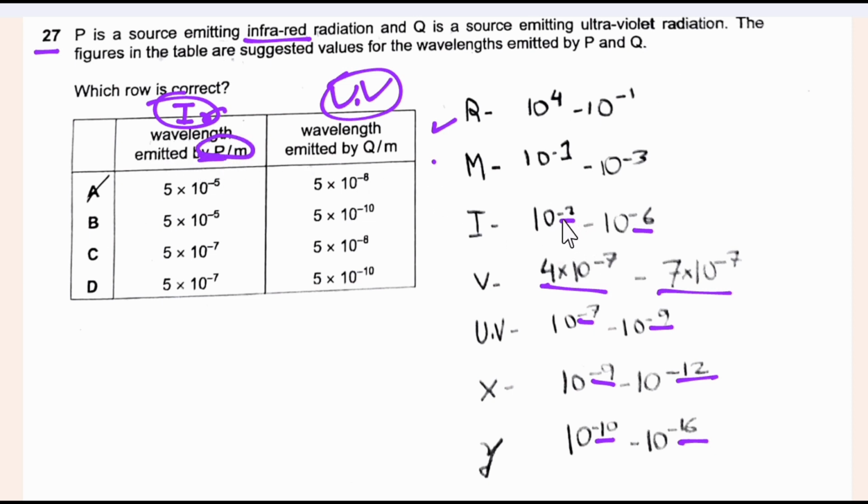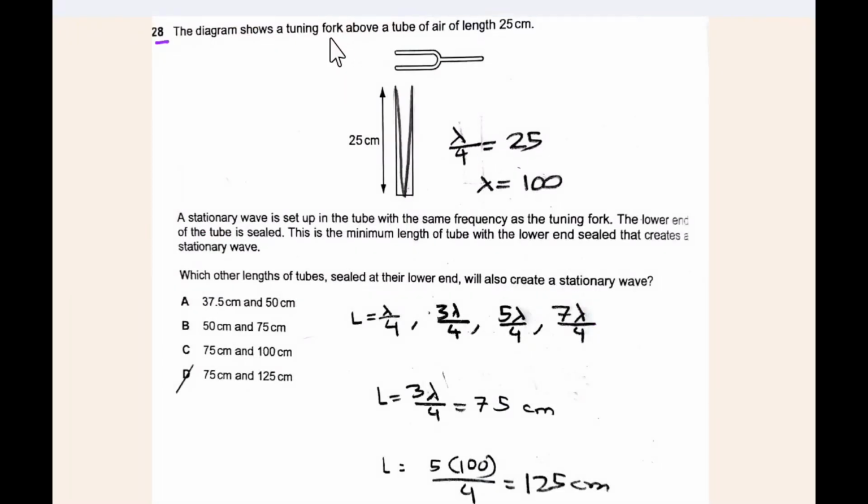what is the wavelength for infrared radiation? It is between 10 to the power negative 2 and 10 to the power negative 6, and the more appropriate answer is 5 into 10 to the power negative 5, so it could be either A or B. Then what is the wavelength for UV radiation? UV radiation is 10 to the power negative 7 to 10 to the power negative 9. So negative 7 to negative 9 is 10 to the power negative 8. So it could be either A or C, but the answer is A because this value and this value match with A.